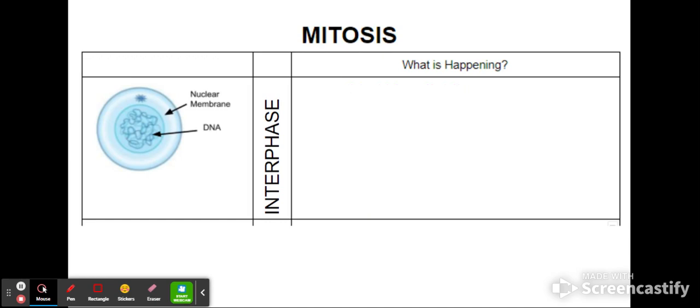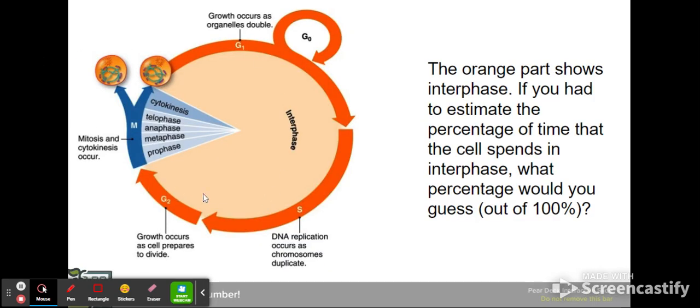So in interphase, this part, this big orange part, this is all the stuff it's doing. And this makes sense now. Growth. Yeah, it's got to grow so it can divide. Organelles double. Yeah, they got to copy themselves. DNA gets copied so that our two new cells each have a set of DNA. We grow again. So this whole part here is getting ready to divide, and the cell is doing its job.